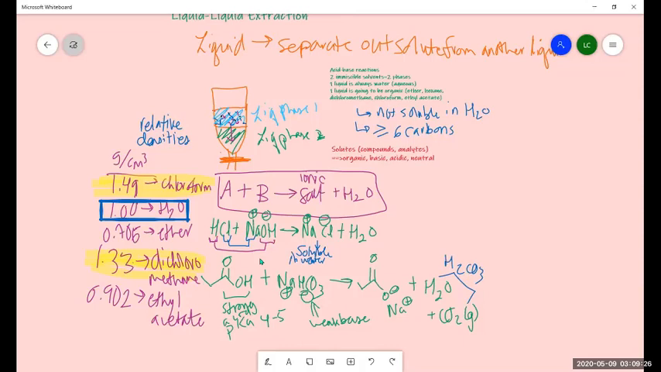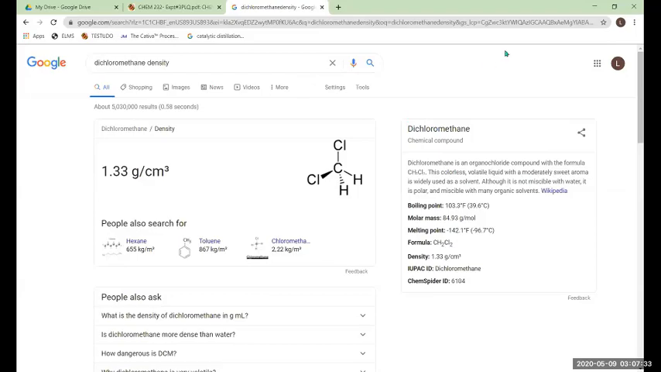But for instance, for examples like ether, ether is less dense than water. So if this were ether, ether would be up here and water would be down here. Water would be the bottom aqueous layer. But then if you had something like dichloromethane or chloroform, I believe chloroform is more dense. I'm just searching up densities.